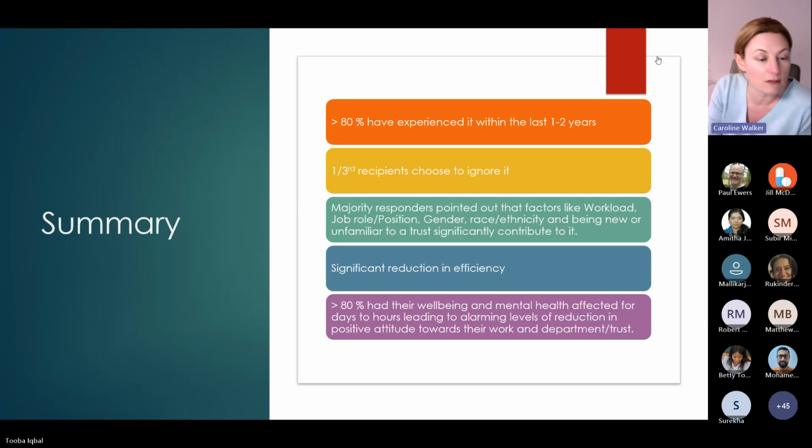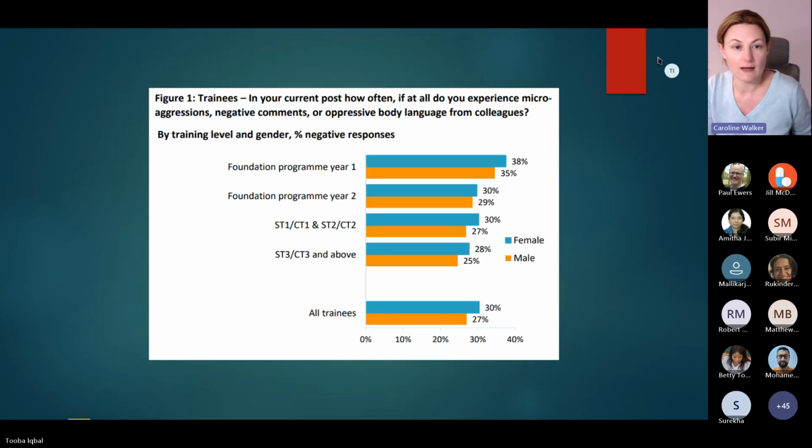What I thought I would do, and I think I've got control of the slides, can I see if I can move it forward? Yes, there we go. So I thought I'd also just explore the wider picture of the data a little bit more, both nationally and within the trust.